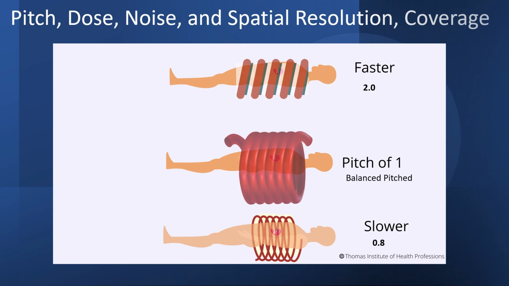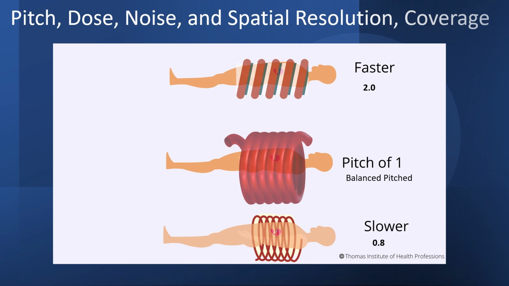For a pitch less than 1, in this example 0.8, the patient moves through the gantry slower than at a pitch of 1. The table moves less than the beam width per rotation, resulting in overlapping slices. Pitch less than 1 results in decreased noise, increased image quality and spatial resolution, but also increased patient dose. Decreasing the pitch will also decrease the amount of anatomy covered per total acquisition time.